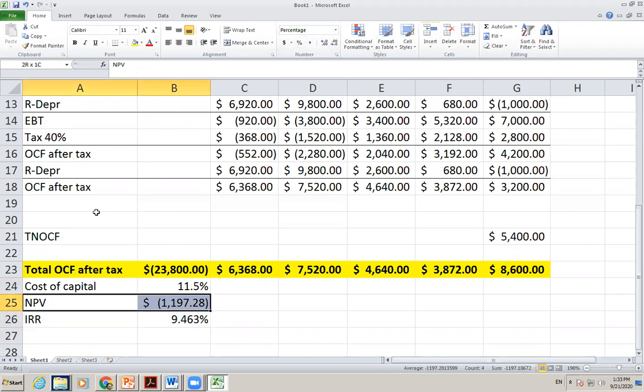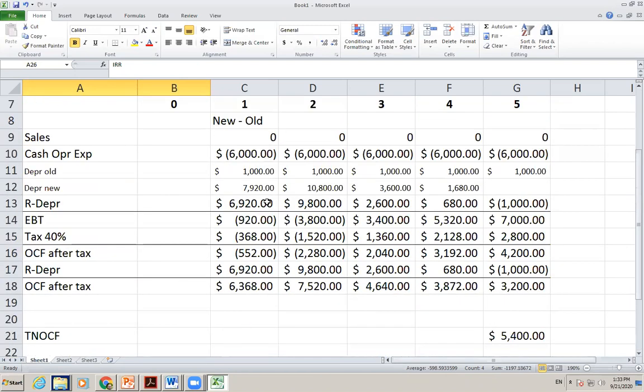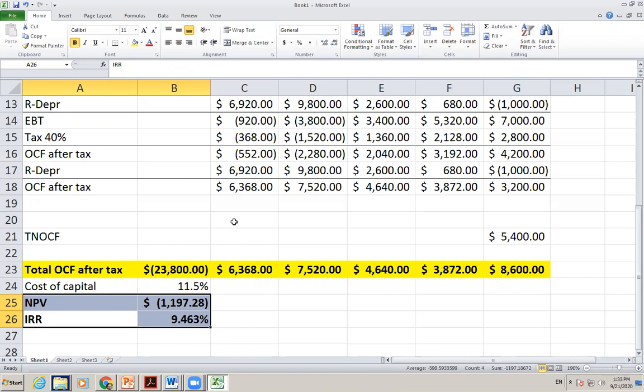So both investment criteria tell us that we should not accept the project. We should not replace the old equipment with the new one. We should just continue for the last 5 years. If your decision was based on this analysis, then you should not replace it, because continuing with the old equipment will be more beneficial than going with a new one, even though it saves like 6,000 per year.